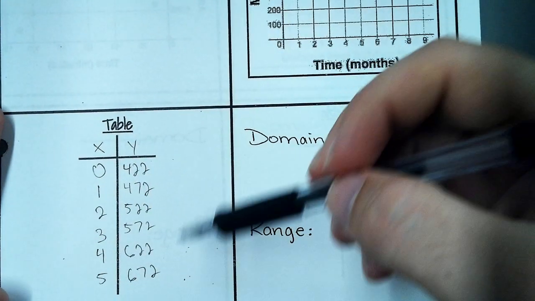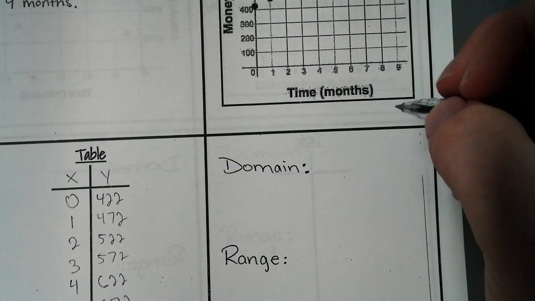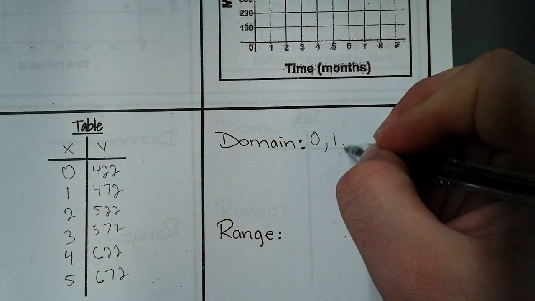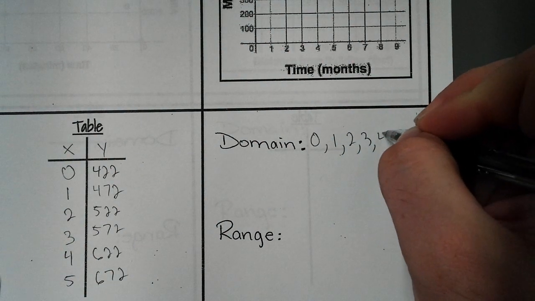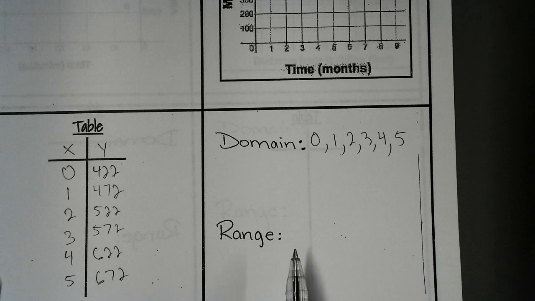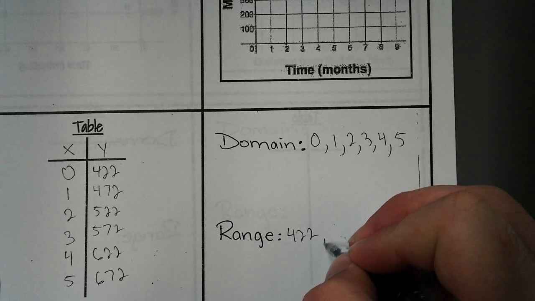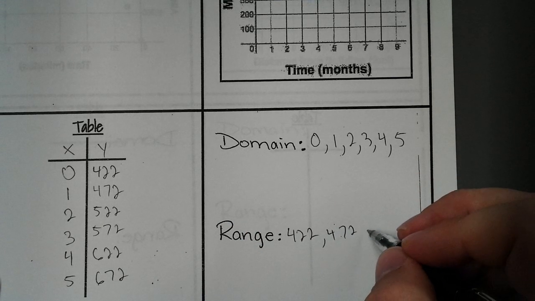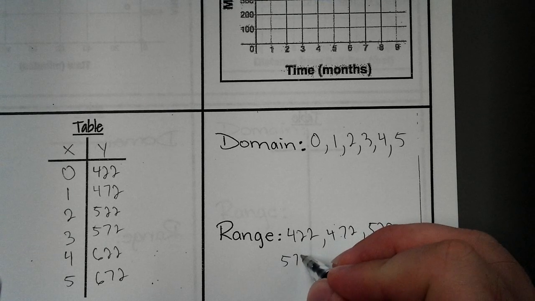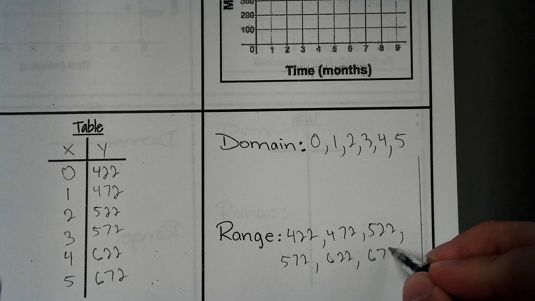Now, after you list your table, what I want you to do is list out your domain and your range, just from the table, all right? So I've got 0, 1, 2, 3, 4, and 5. Our range then is all my Y values. So in order, 422, 472, 522, 572, 622, and 672.